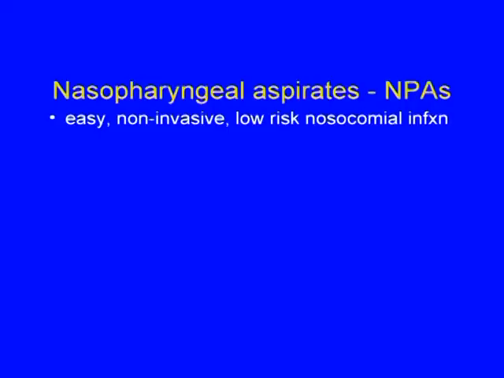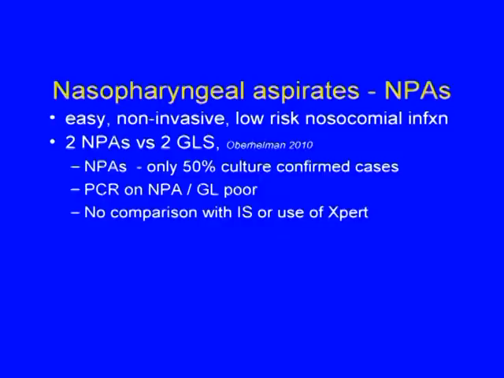Those of you in the field know that the attraction of nasopharyngeal aspirates is that they're relatively easy to do, relatively non-invasive, and there's also minimal risk of nosocomial infection. And there has been some suggestion from the literature that nasopharyngeal aspirates may provide some yield for TB in children. So this is a study from Peru, which compared two nasopharyngeal aspirates with two gastric lavages. The numbers are small. I think there was only a 10% culture-positive rate in this study.